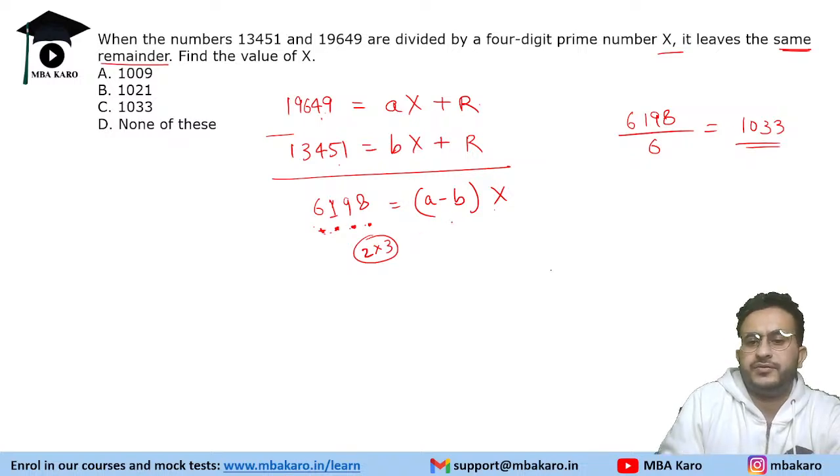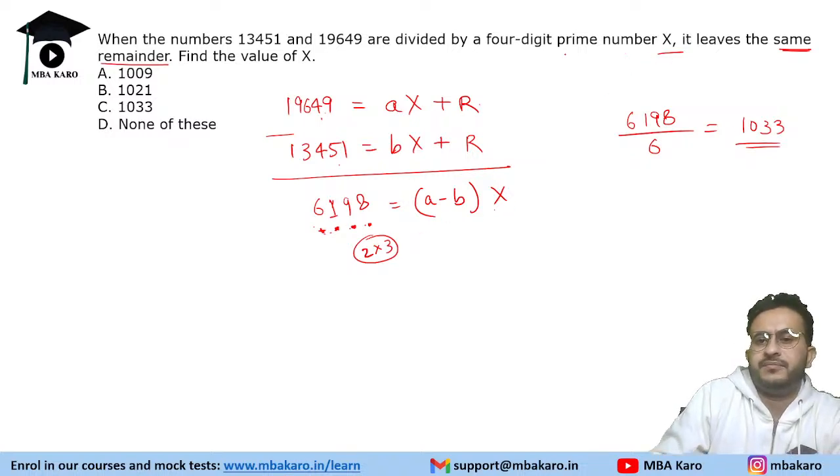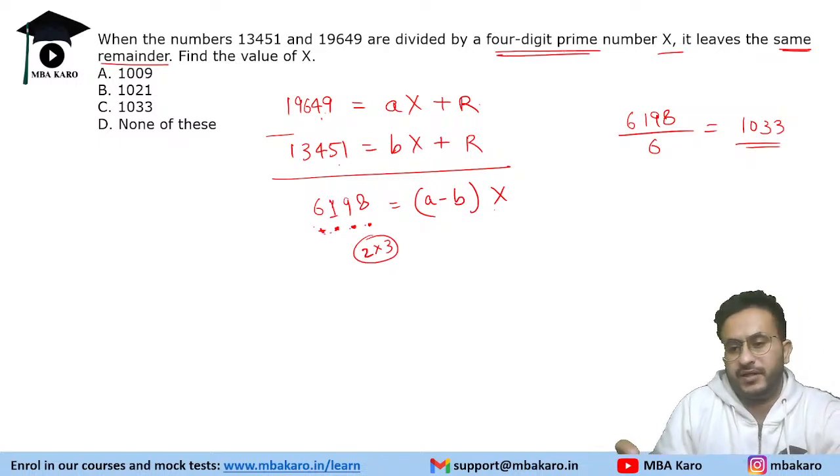So we can say that x is a 4-digit number. We are given that it is a 4-digit number. Now you need not check whether it is prime or not.